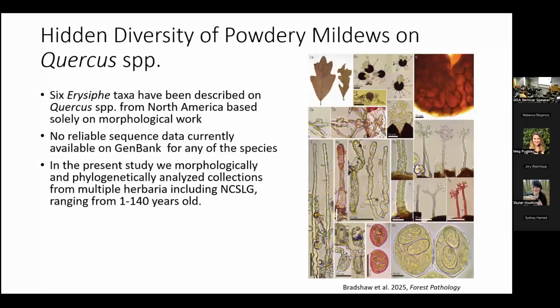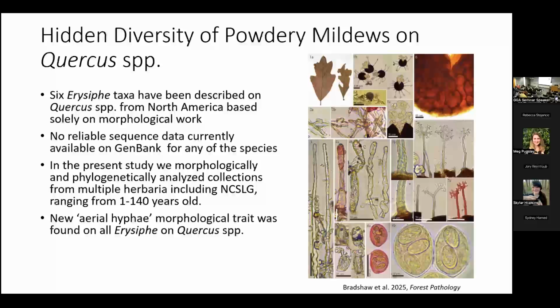So in this study, I morphologically and phylogenetically analyzed collections from multiple herbaria, including the Larry F. Grand Herbarium, and they range from 1 to 140 years old. I know you guys are mostly into genetics, but I think the morphology is also awesome, and I just want to point it out.